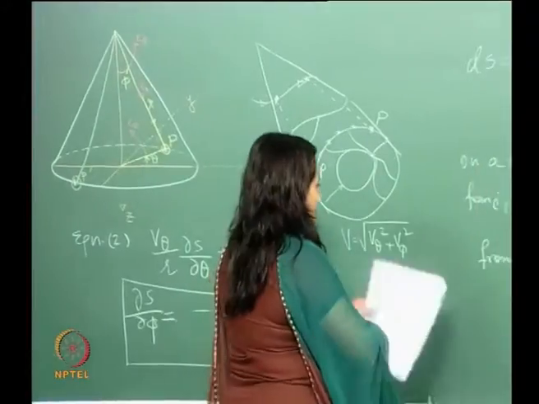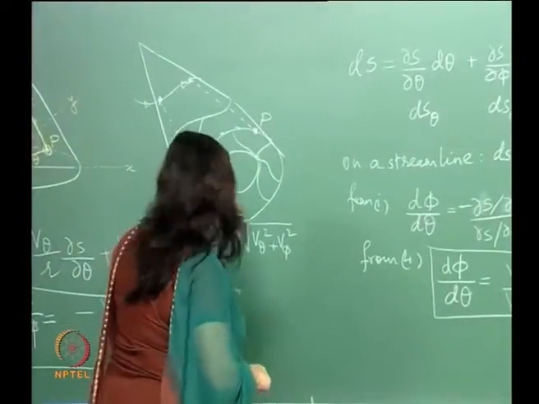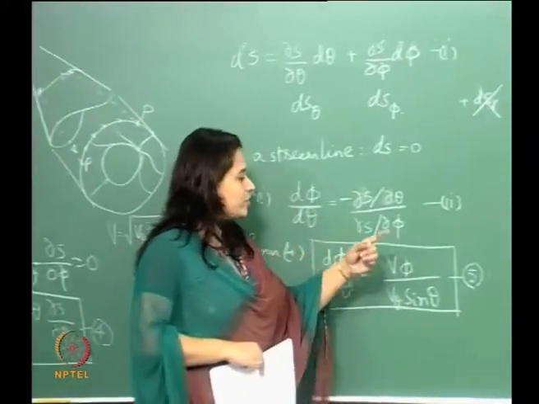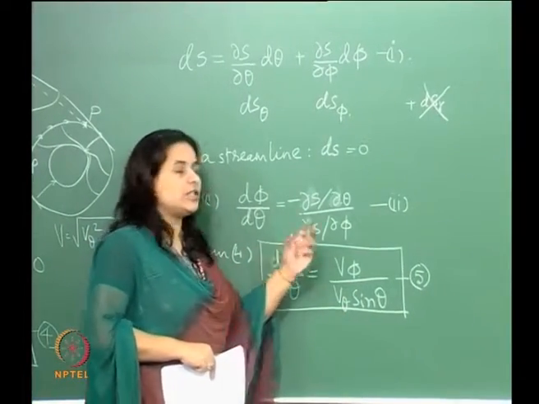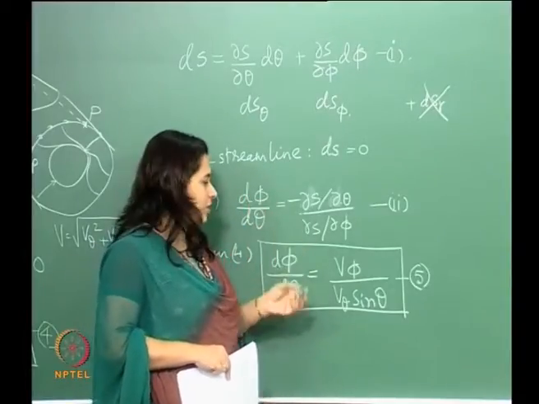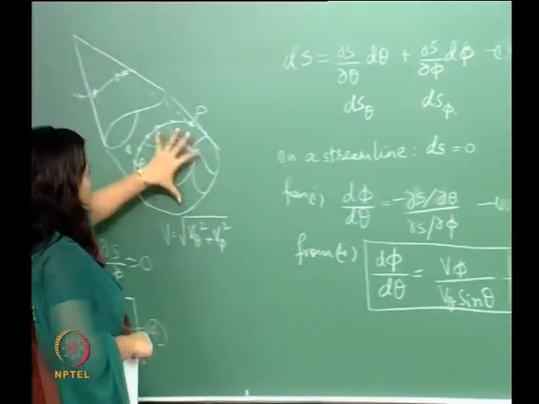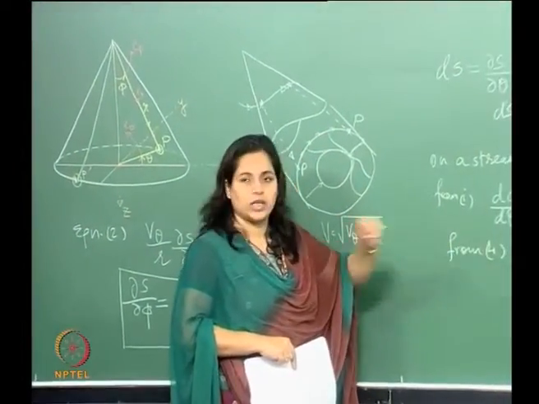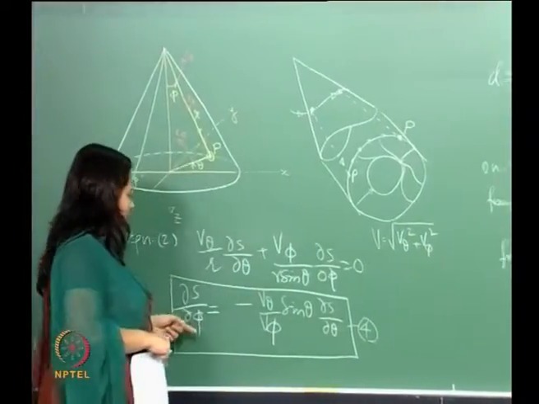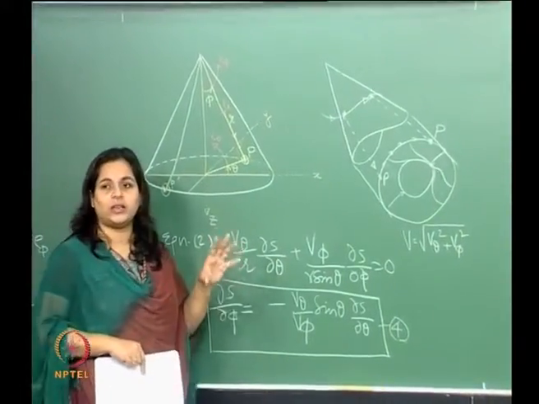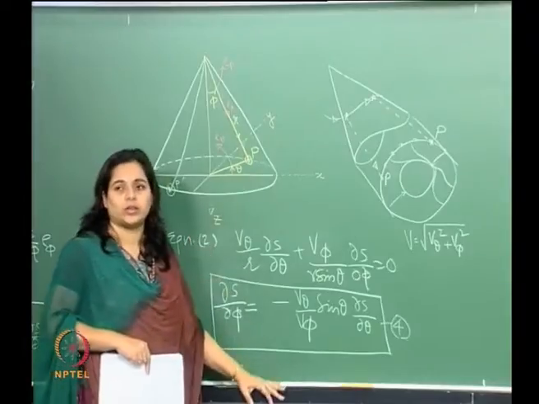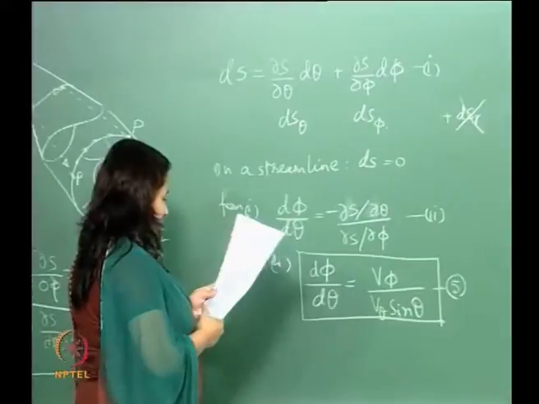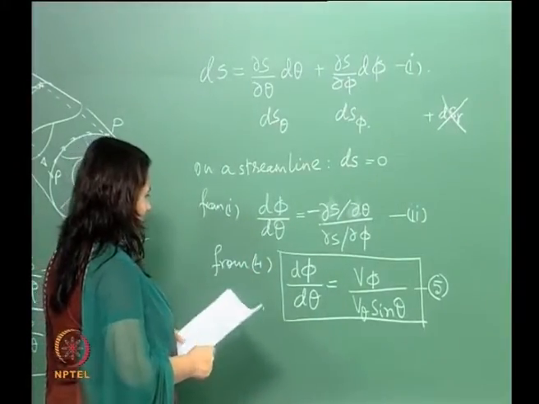Okay. So now, equation 4 and equation 5. Equation 5 is giving us the shape of this streamline in the theta phi plane, and 4 gives us that for a change in theta and phi, what should be the change in corresponding entropy. Okay. So, armed with these two equations.